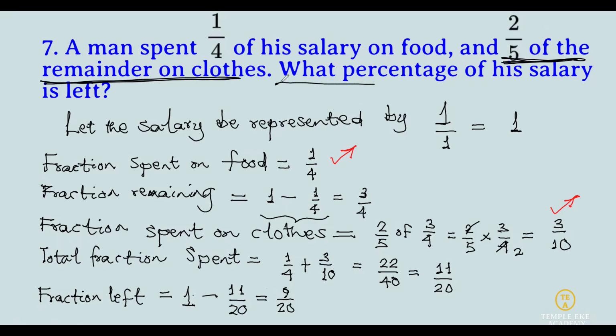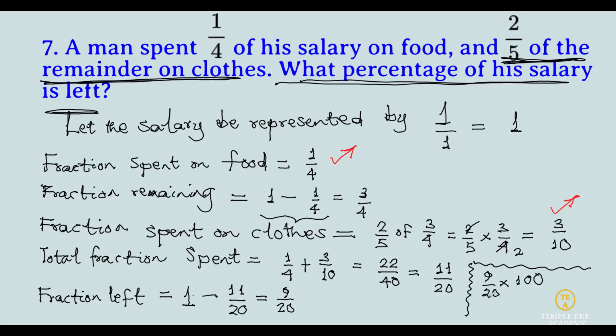We want the percentage of the salary left, which means simply convert 9 over 20 into a percentage. Let us finish that off here, without losing any of our writing. Simply 9 divided by 20. Convert to percent, multiply by 100. 20 can divide into 100 5 times. And now 9 times 5 gives us the required answer, 45%. Very simple and interesting. Right, we move on.